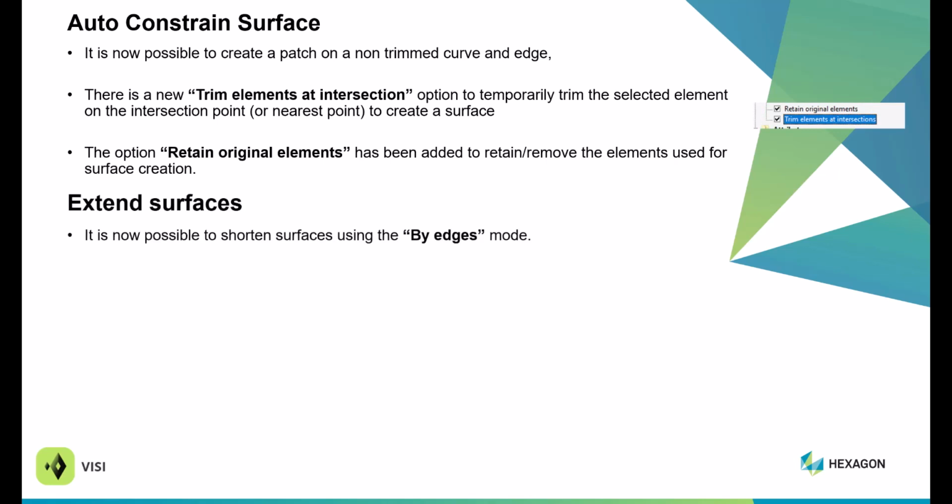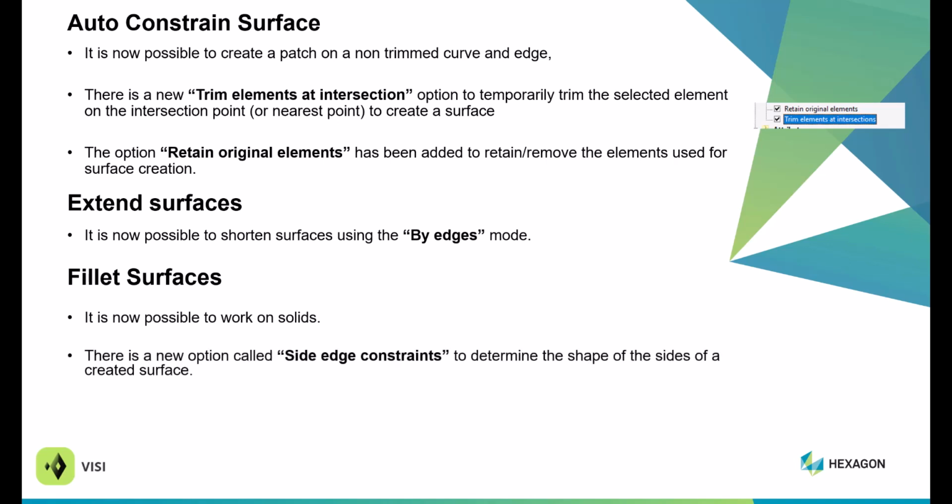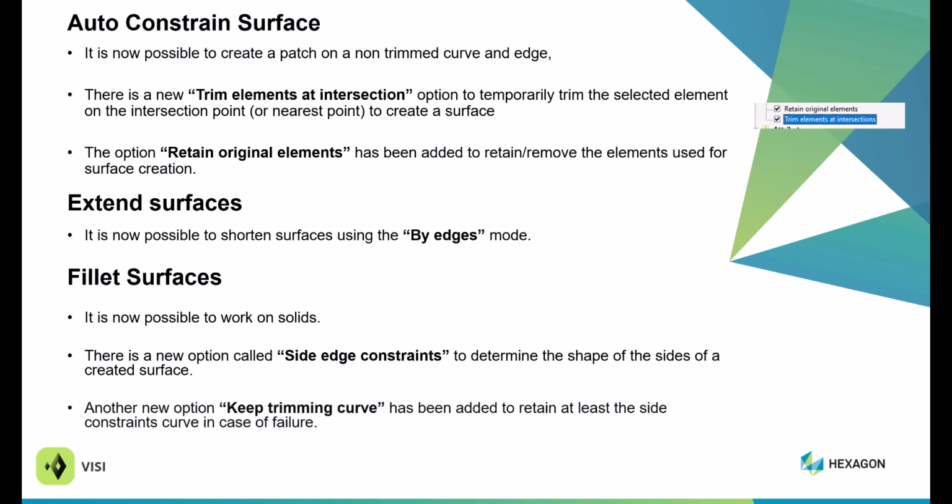Within extend surface, it is now possible to do the extension by a shortened surface by edges. And within fillet surface, it is now possible to work on a solid. You can also select side edge constraints to determine the shape of the sides of a created surface. Another new option is keep trimming curves, which has been improved upon, and it allows you to create or retain the trimming curves on either side in case of failures.